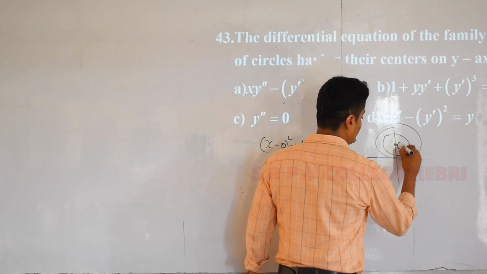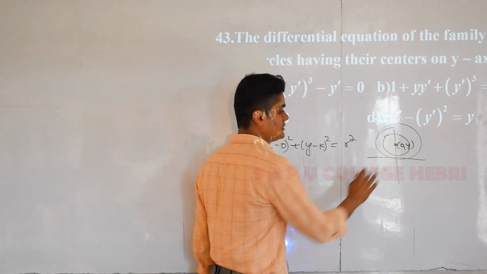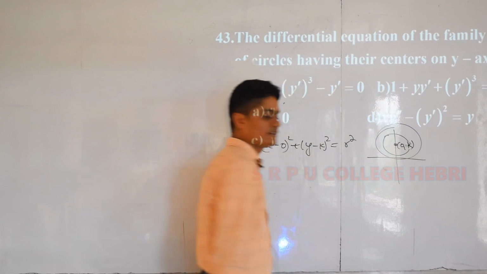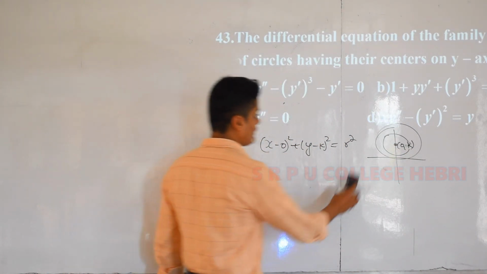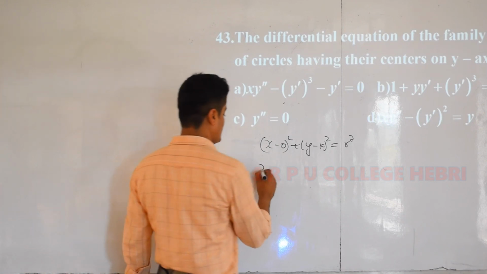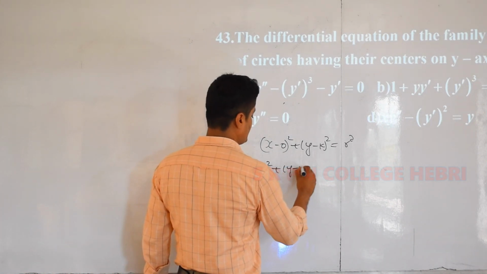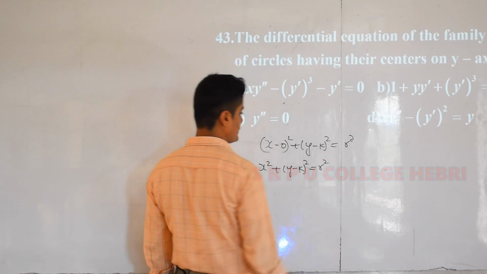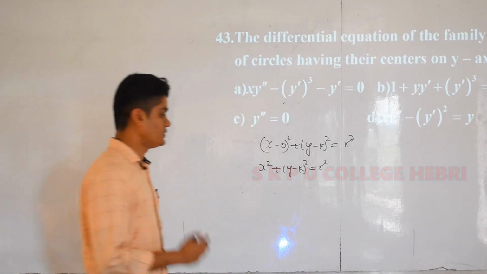So if the center is on the y-axis, what happens? Its x coordinate will be 0 and h is equal to 0. So consider the equation as (x minus 0) whole square plus (y minus k) whole square equal to r square. It is x square plus (y minus k) whole square equal to r square. How many arbitrary constants are there here? There are 2 arbitrary constants.